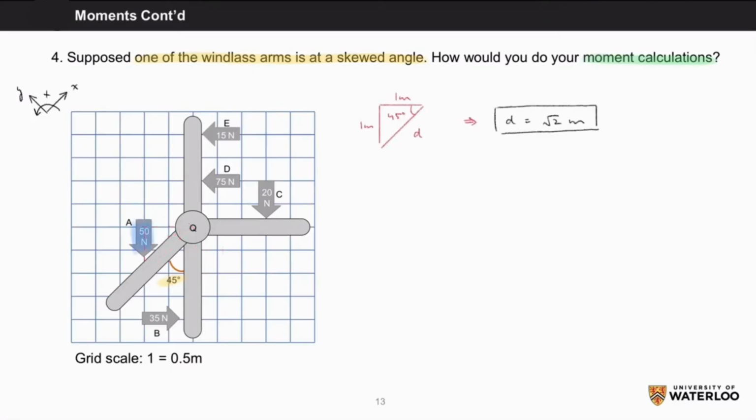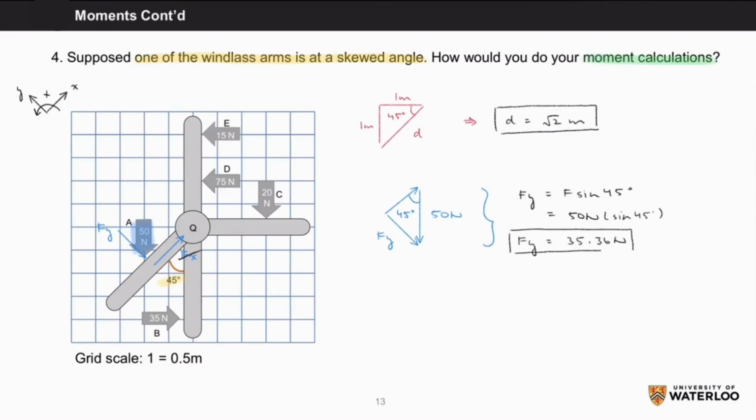As for the force, we must break it up into its x and y components because we want the force that's perpendicular to the distance from Q. We can ignore the x component, Fx, because if you extend the line of its force, you can see that it will pass through point Q, meaning that it does not affect the moment about Q. Using trig, we can get the force Fy, which will be F times sine of 45 degrees. So 50 newtons times sine of 45 degrees, which gives us a value of 35.36 newtons.